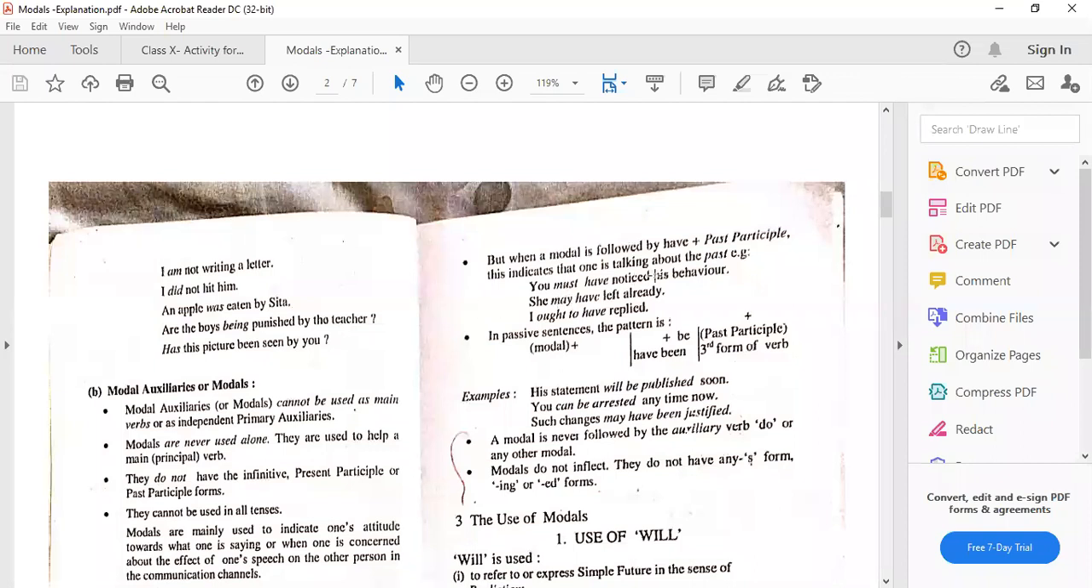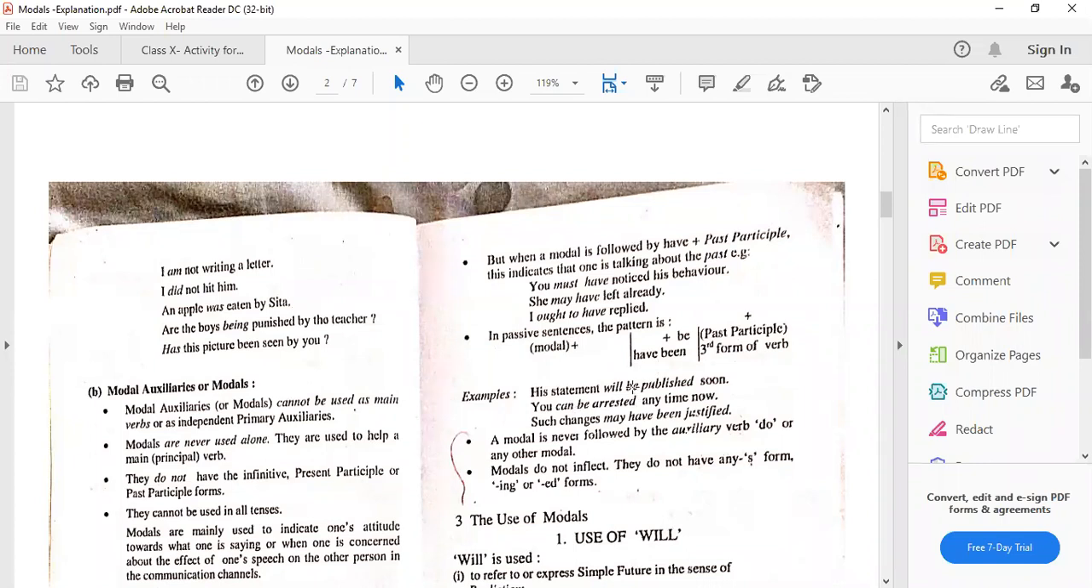You must have noticed his behavior. She may have left already. I ought to have replied. And this can be used in the passive form also. The pattern of the passive form will be modal plus be plus past participle. You have done voice, that when you change the modal sentences into passive form, we use be plus third form of the verb. Or have been plus third form of the verb.